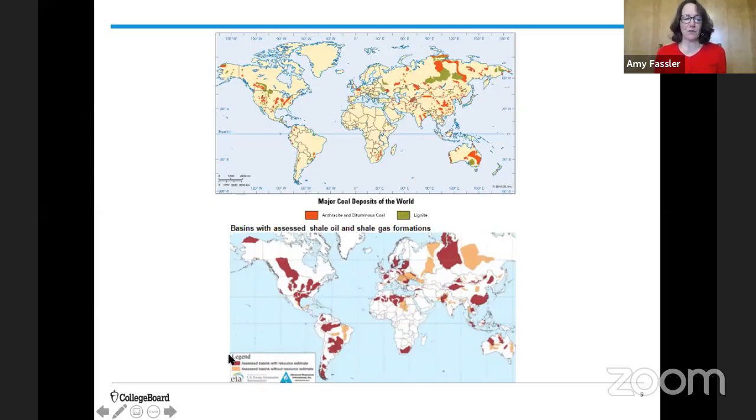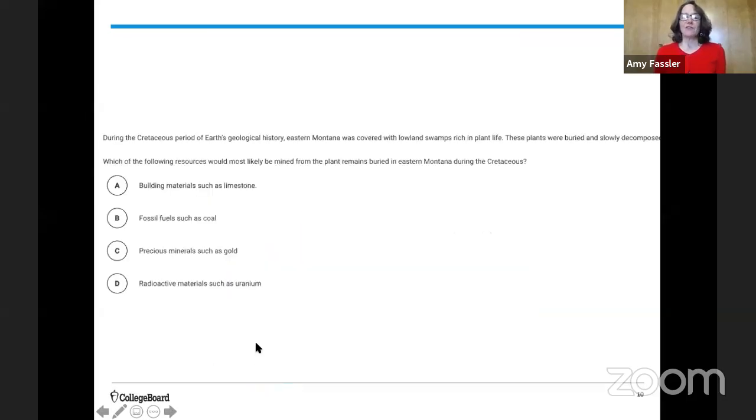And there are some areas that have a wealth of fossil fuels and some areas that have little to no fossil fuels. So let's just take one quick little check-in here on that idea of how the geologic processes of time and heat and pressure determine the location of fossil fuels. During the Cretaceous period of Earth's geologic history, Montana was covered with lowland swamps. The plants were buried and slowly decomposed. Which of the following resources would most likely be mined from the plant remains buried in eastern Montana during the Cretaceous period?